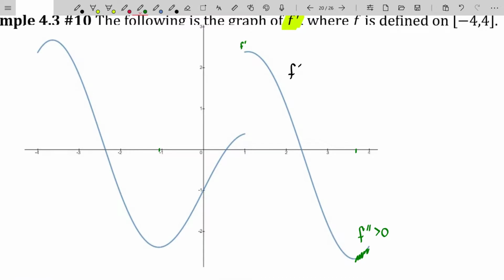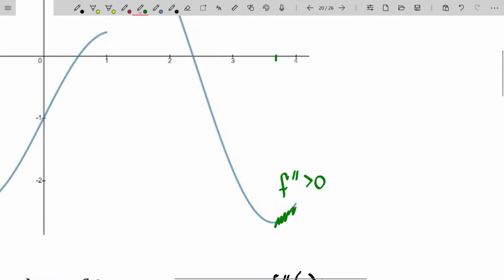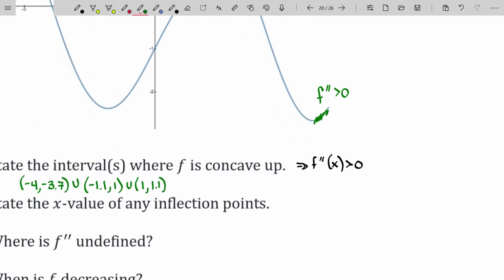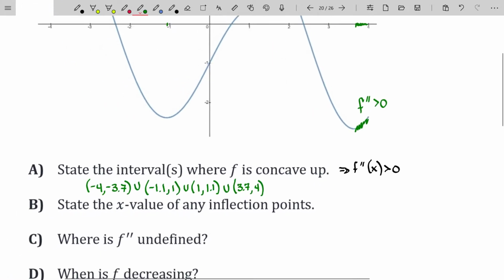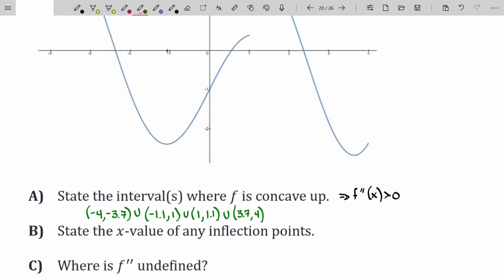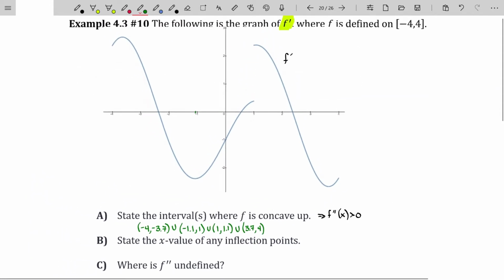All right, and then the next time the second derivative is positive, it looks to be from around 3, I'll make it symmetric, 3.7 to 4. So union 3.7 all the way to 4, not including 4. Remember, it's always open intervals when you have intervals of concavity or increase or decrease. So that's how you would, given the derivative graph, state when the actual function is concave up or concave down. You look at the slopes of the derivative.